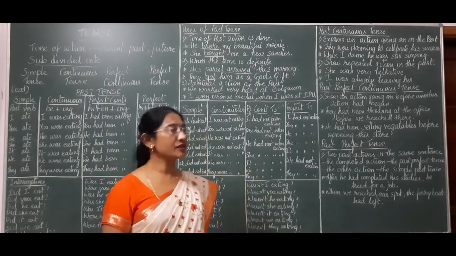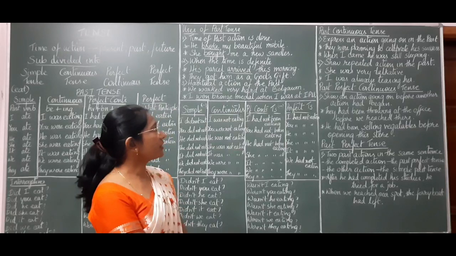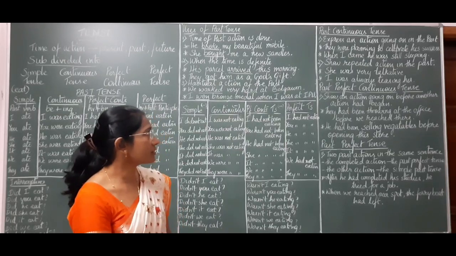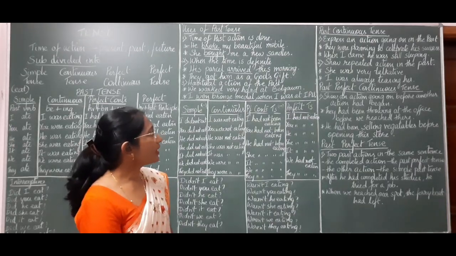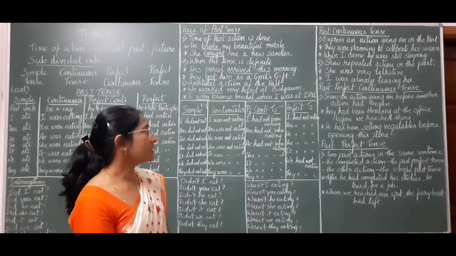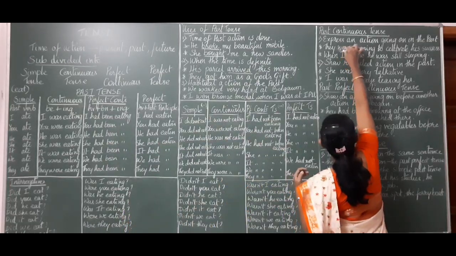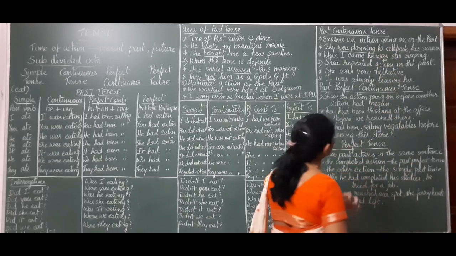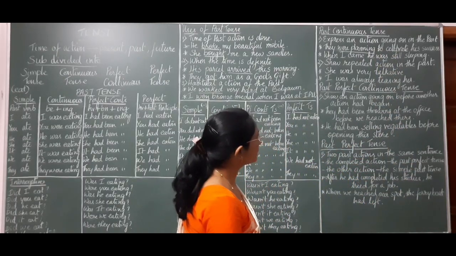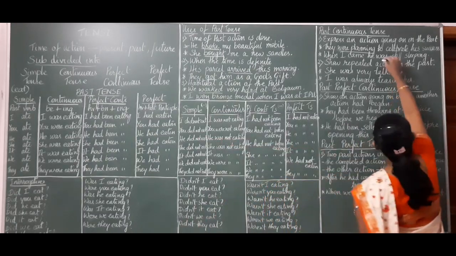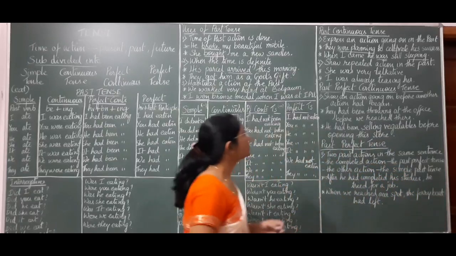Now we should see the usage of past continuous tense. So we use the past continuous tense to express an action which was going on in the past. Well, they were planning to celebrate his success. Were planning denotes the continuous tense, the action which was going on in the past. When I came, he was still sleeping. Was sleeping denotes the action in the past.